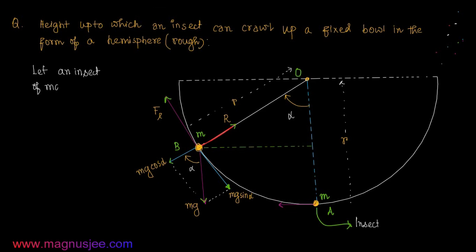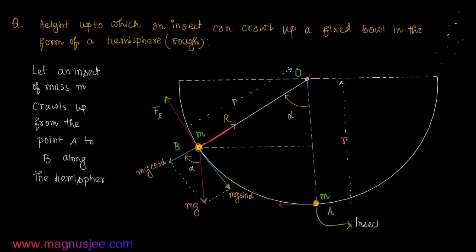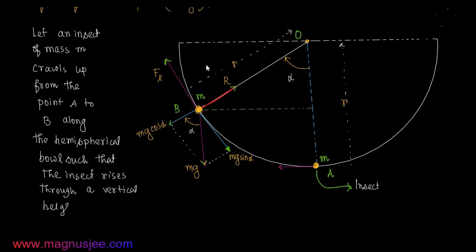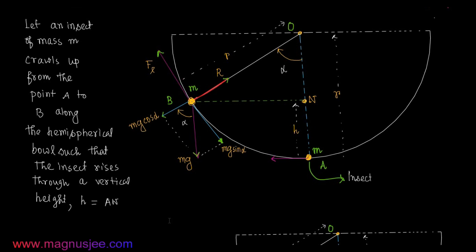Let an insect of mass M crawl up from the point A to B along the hemispherical bowl, such that the insect rises through a vertical height H. We denote the vertical height risen by the insect, AN, as H, the vertical height reached by the insect.